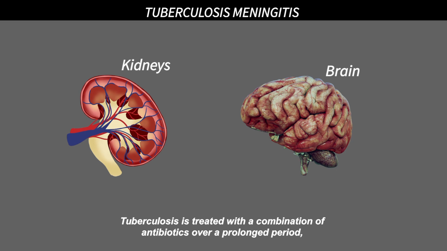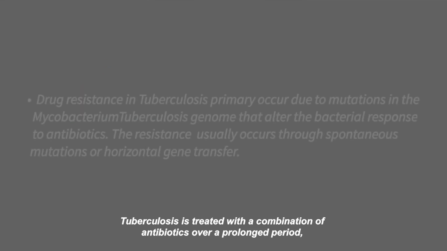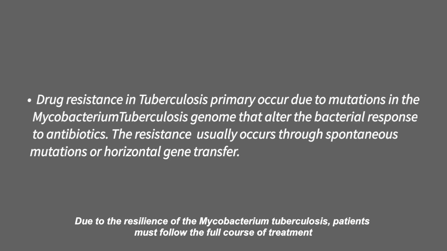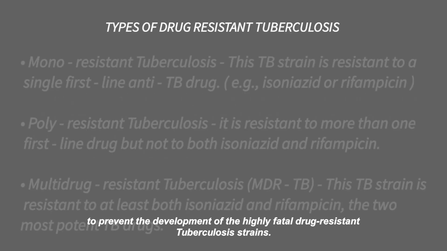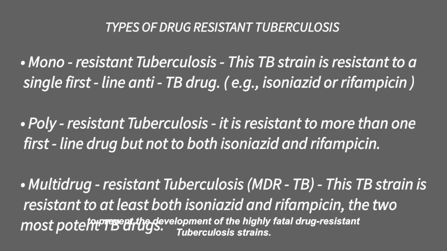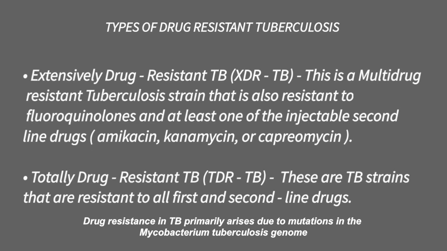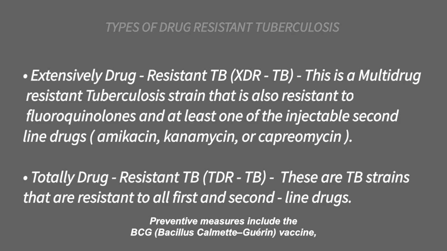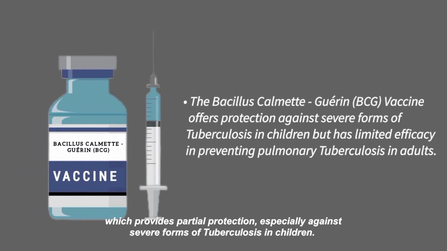Tuberculosis is treated with a combination of antibiotics over a prolonged period, usually 6 months or more. Due to the resilience of the Mycobacterium tuberculosis, patients must follow the full course of treatment to prevent the development of the highly fatal drug-resistant tuberculosis strains. Drug resistance in TB primarily arises due to mutations in the Mycobacterium tuberculosis genome that alter the bacterial response to antibiotics. Preventive measures include the BCG vaccine, which provides partial protection, especially against severe form of tuberculosis in children.